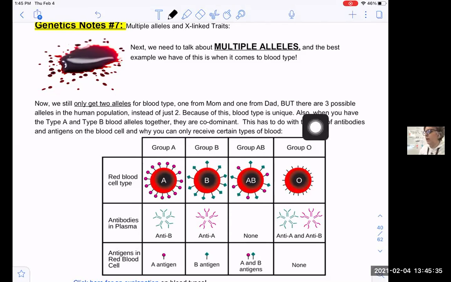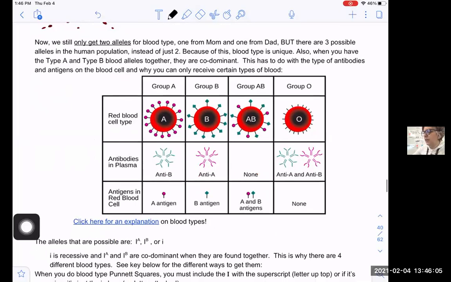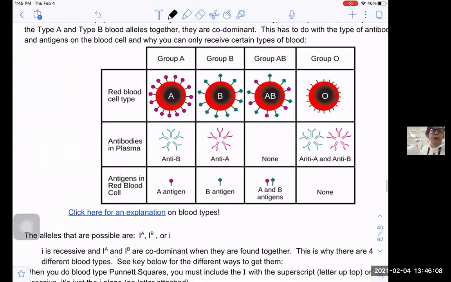Another part of it that's unique is that when you have type A and type B blood alleles together, they're actually co-dominant. So this is also, in addition to being multiple alleles, if you're looking at the AB blood type, it's also co-dominant. And the co-dominant part has to do with the type of antibodies and antigens that we have on our blood cells and why you can only receive certain types of blood. So I have a chart here that kind of goes through this. I'm going to go over it pretty quickly because I'm more going to talk about how you get your blood type. And if you have further interest in this, there's a link here you can go to learn more about blood types.